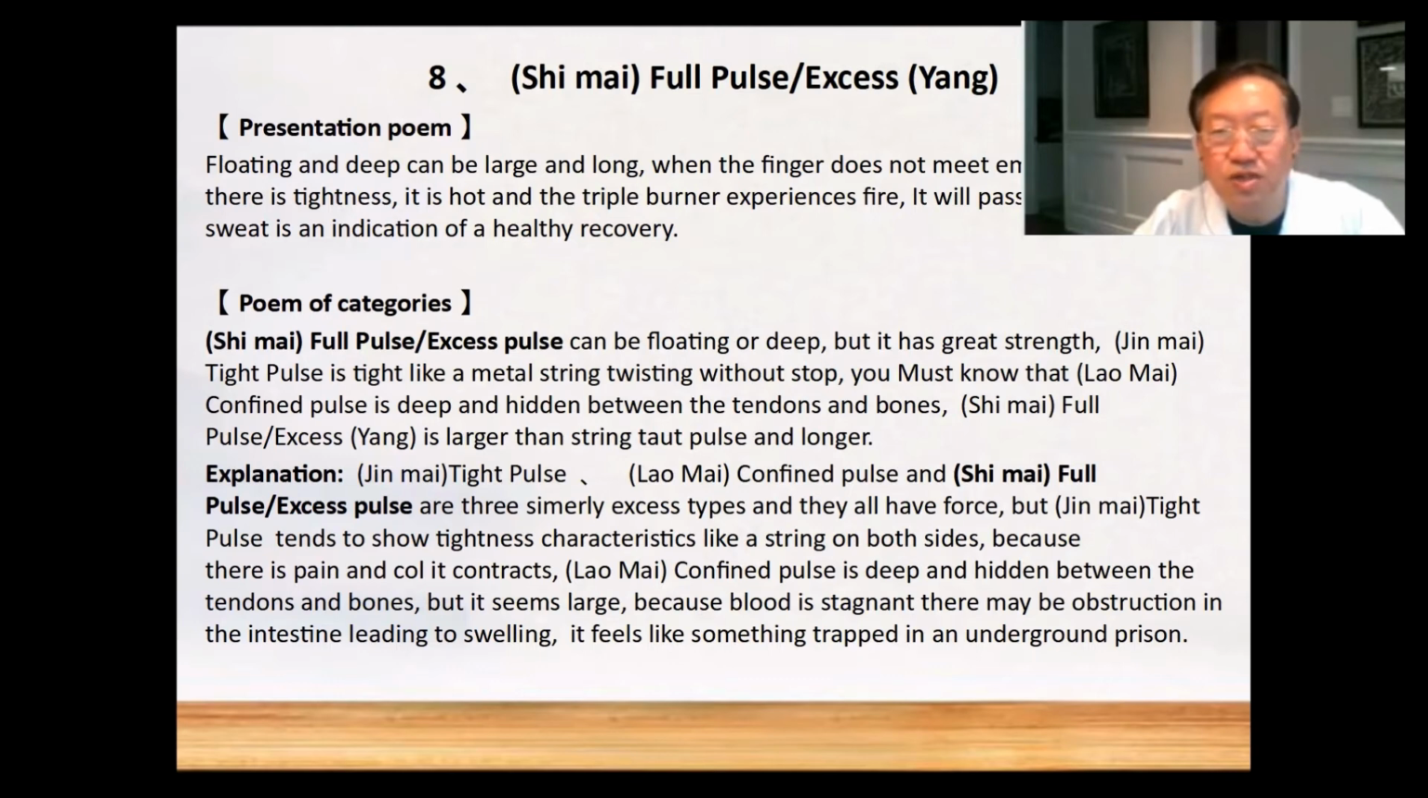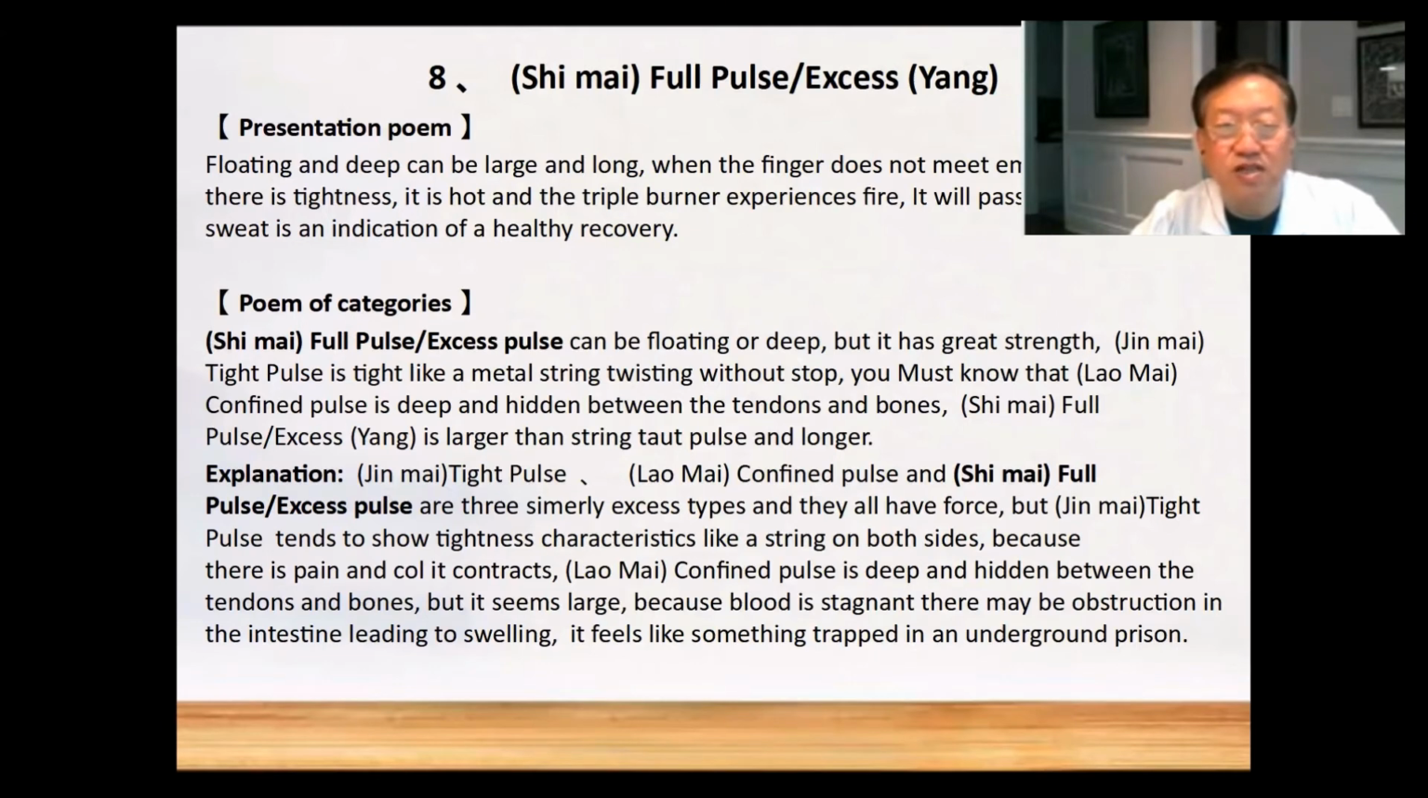Explanation. Jinmai, or tight pulse, Laomai, confined pulse, and Shimai, full or excess pulse, are 3 similarly excess types, and they all have force. But Jinmai, tight pulse, tends to show tightness characteristics like a string on both sides. Because there is pain, it contracts.